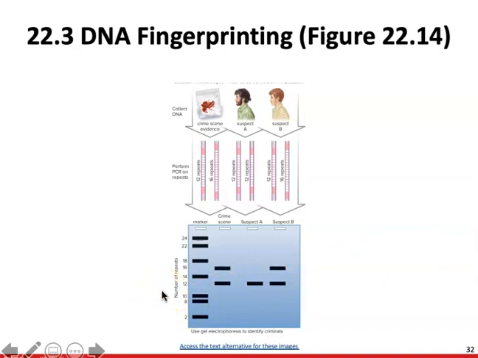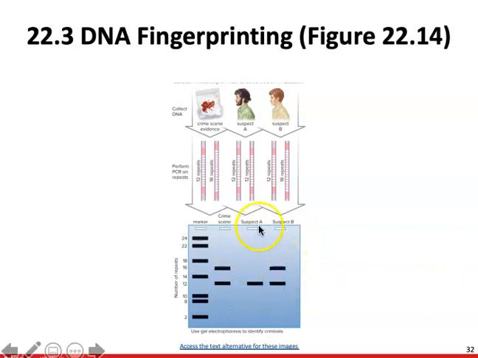You're going to take a sample of DNA from a crime scene, and you can take a sample of DNA from suspect A and suspect B. After undergoing PCR, you can amplify that DNA so you have multiple copies. You then take that DNA and you can run it through a gel. When you run it through a gel using gel electrophoresis, you're going to separate out the different fragments of DNA.